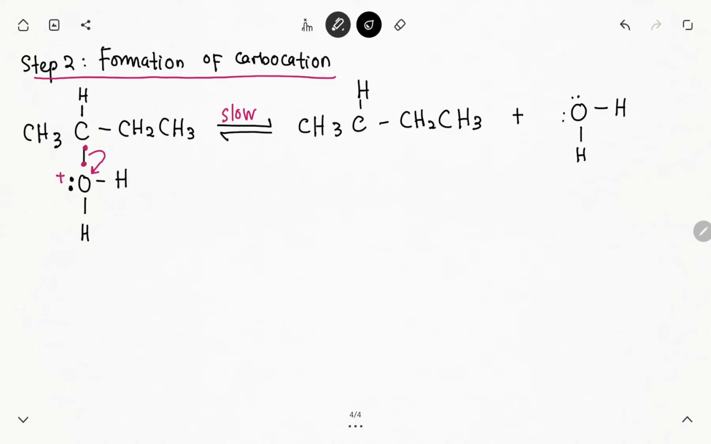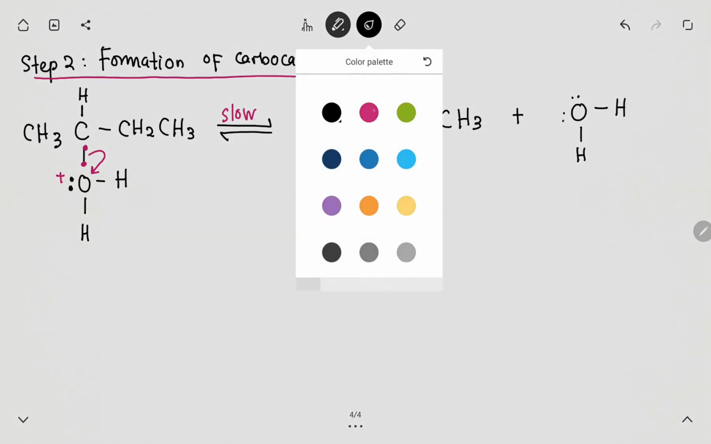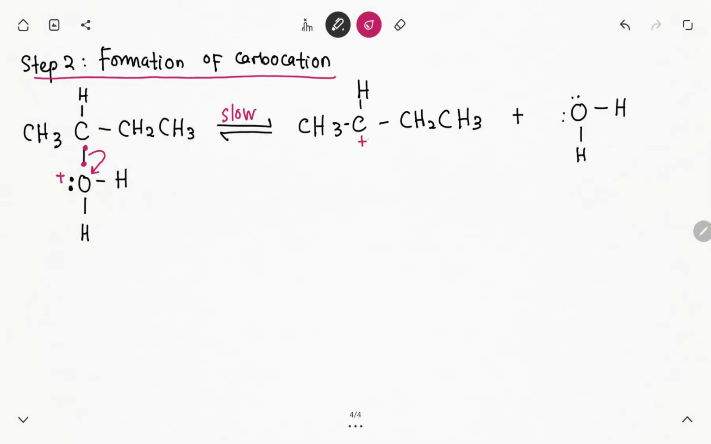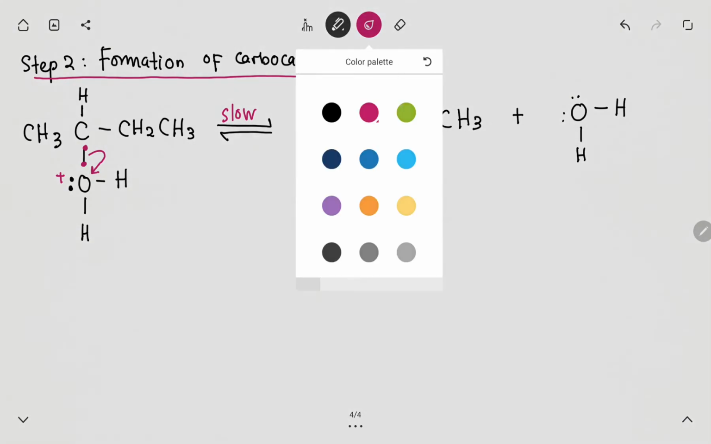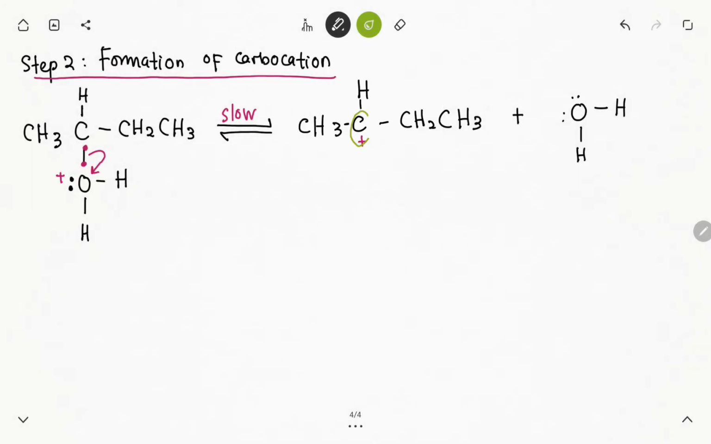So the second step already proves the process involved is elimination, and we can trace that the second carbon becomes positively charged. This is a carbocation, and what is the classification for this carbocation? We trace this C plus attached to two alkyl groups, meaning this is a secondary carbocation.